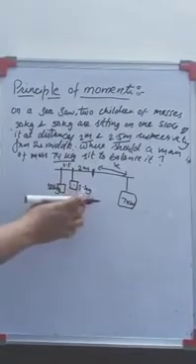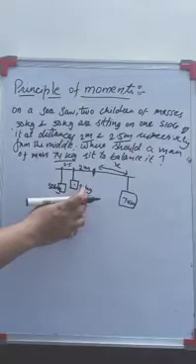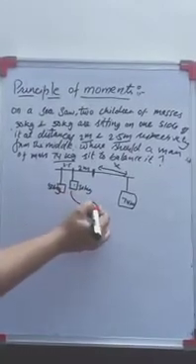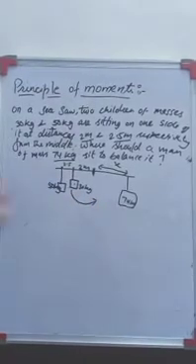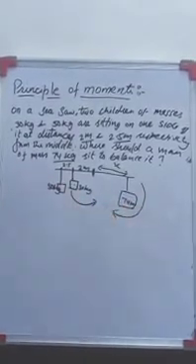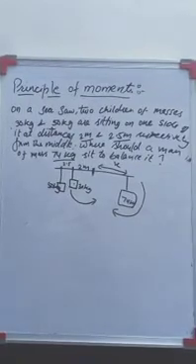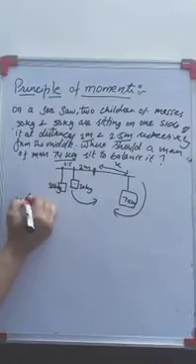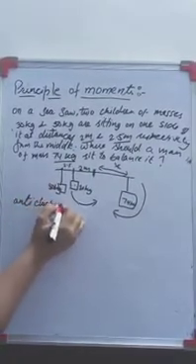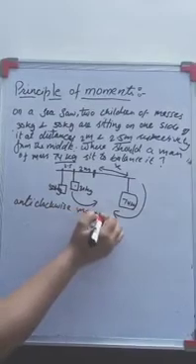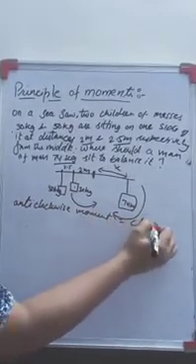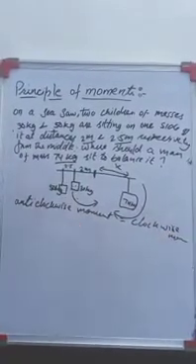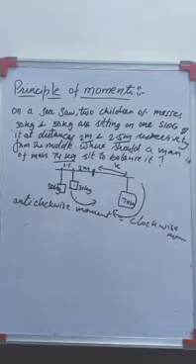Now tell me, as both the children are sitting over here, then what will happen? This rotation will be clockwise or anti-clockwise? Because of this, the movement will be anti-clockwise, and due to this, the movement will be clockwise, right? Now, to make it horizontal, again, the principle of movement is what? The anti-clockwise movement is equal to clockwise movement, right?